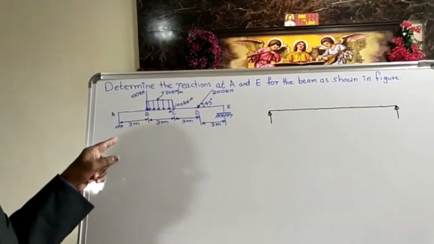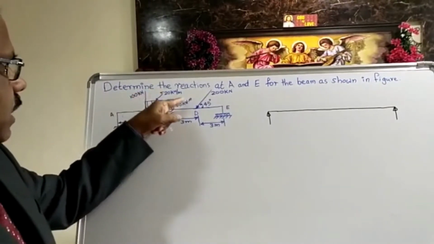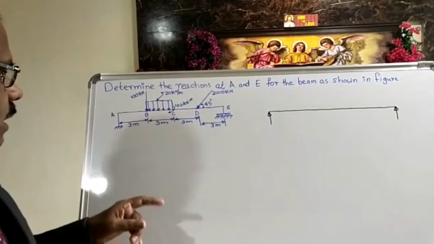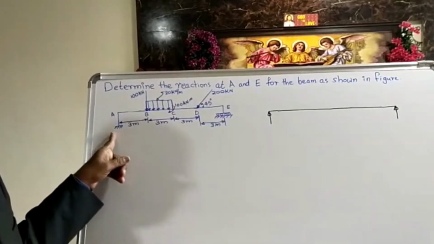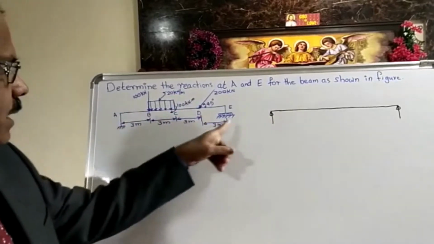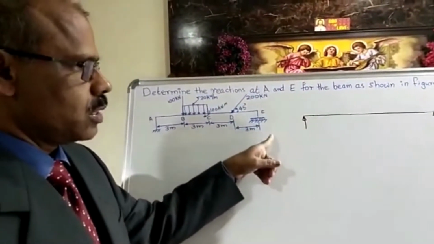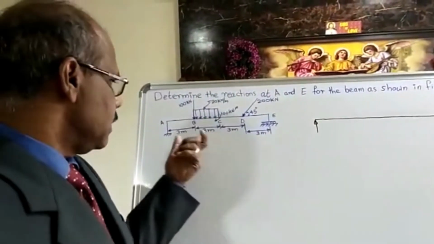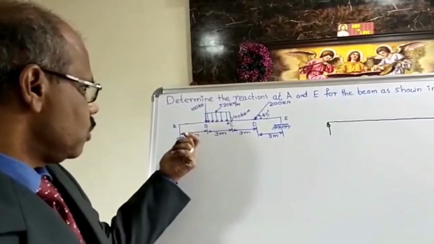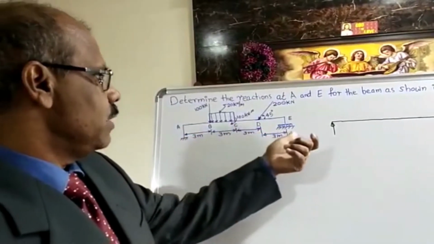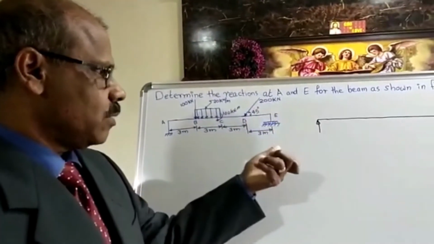There are 1, 2, 3, 4 forces given there, and 2 reactions. In this case, one is a hinged support at A, and the other is a roller support. Let us think about what the effect of the hinged support and the effect of the roller support will be, with an example.